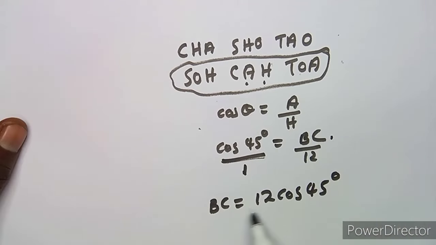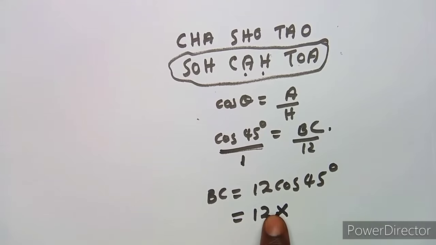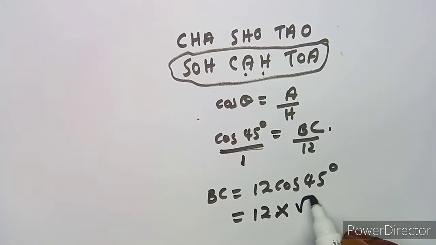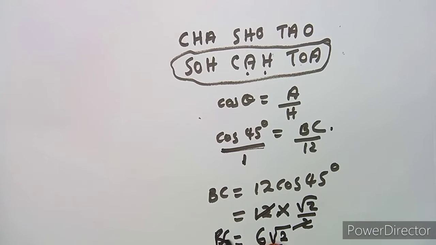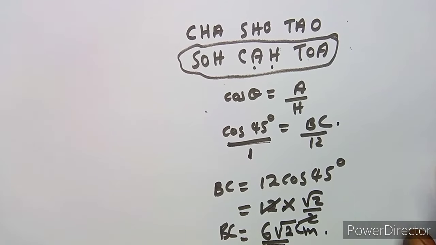So if we have 12 cos 45 degrees, we can substitute, that is 12 times cos 45 degrees, of which we are given cos 45 degrees as square root of 2 over 2. So you're going to substitute square root of 2 over 2. That's it, guys, just like that, we have to substitute. So 2 into 12 is 6. So you're going to have 6 square root of 2, that is your BC. These were centimeters. So that is what you're going to have for BC in surd form.